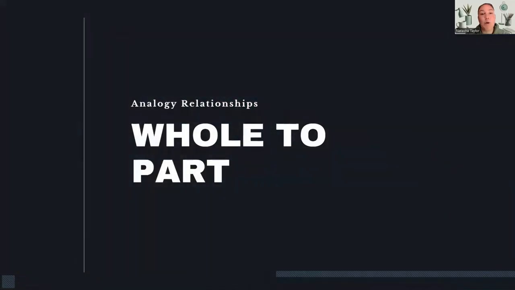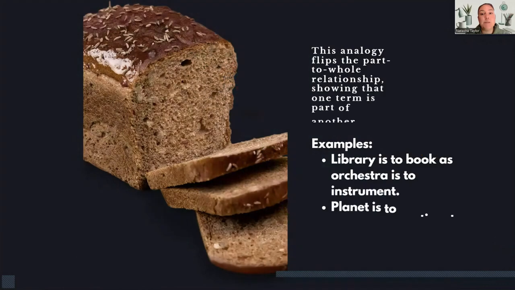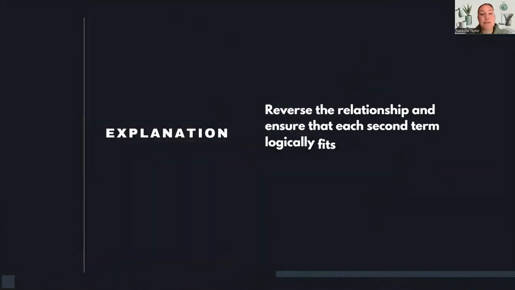Analogy relationships, whole to part. This analogy flips the part to whole relationship, showing that one term is part of another. Examples are library is to book as orchestra is to instrument. Planet is to continent as puzzle is to piece. Explanation: reverse the relationship and ensure that each second term logically fits as a part of the first.